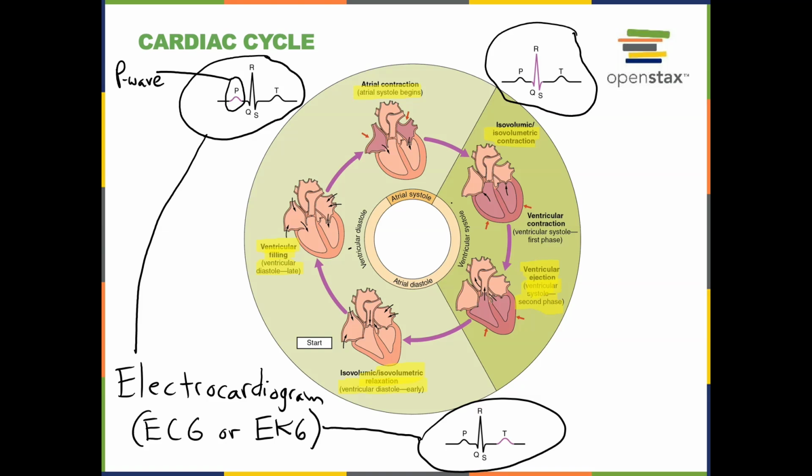The next deflection of the ECG is the QRS complex from atrial repolarization and ventricular depolarization. And the QRS complex occurs immediately before isovolumetric contraction because ventricular depolarization is the stimulus that triggers ventricular systole. The last deflection of the ECG, the T wave, occurs as a result of ventricular repolarization.